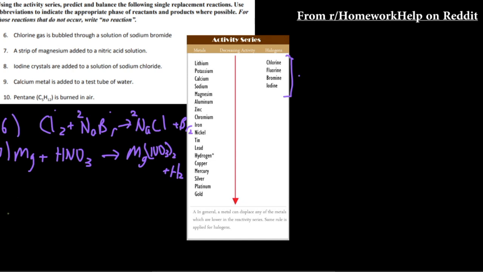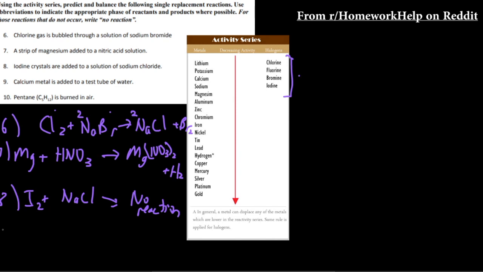Next, for number 8, we have iodine crystals are added to a solution of sodium chloride, NaCl. Is this going to react? Well, chlorine is higher than iodine on the reactivity series, so therefore sodium is not going to want to partner up with iodine. So this one should be no reaction, because iodine is not as reactive as chlorine.